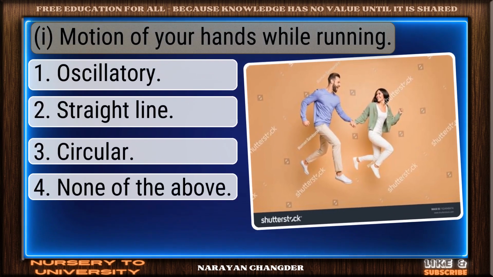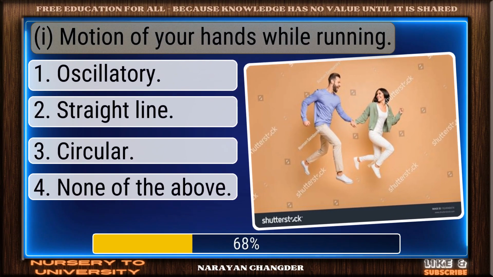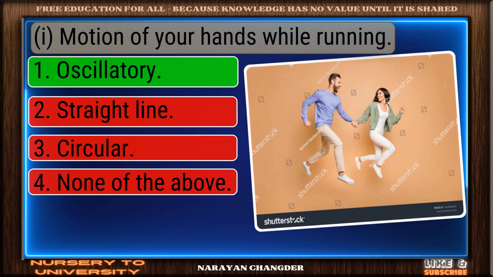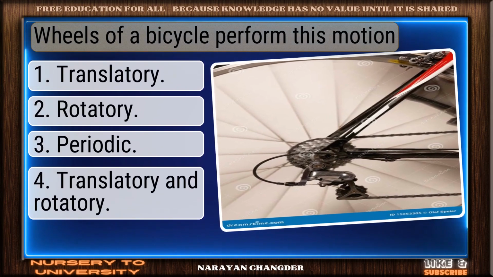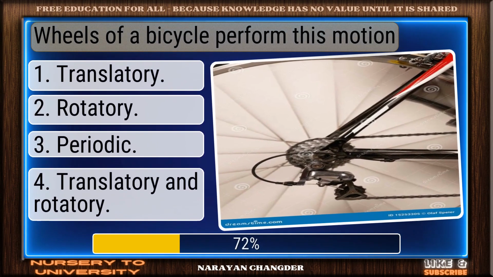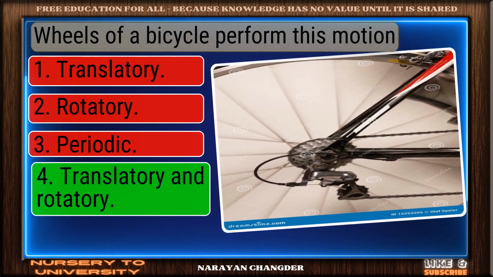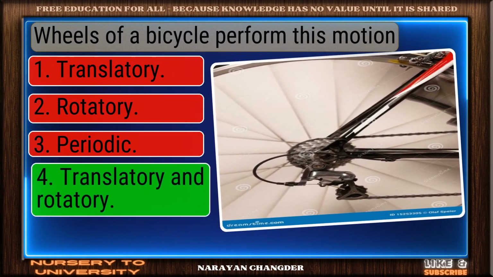Question number 107. Motion of your hands while running. You're right. Oscillatory is the correct answer. Question number 108. Wheels of a bicycle perform this motion. Good thinking. Translatory and rotatory is the right answer.